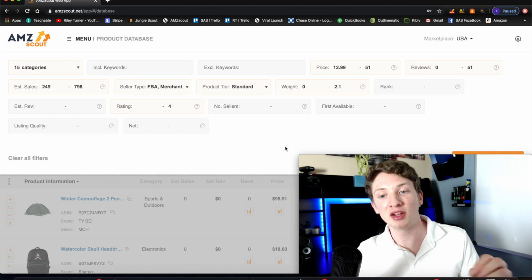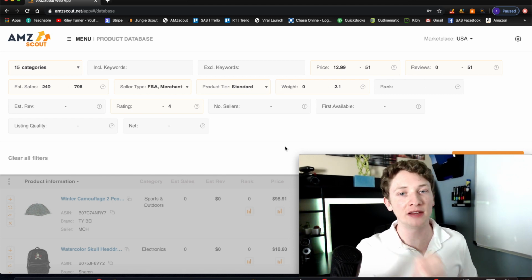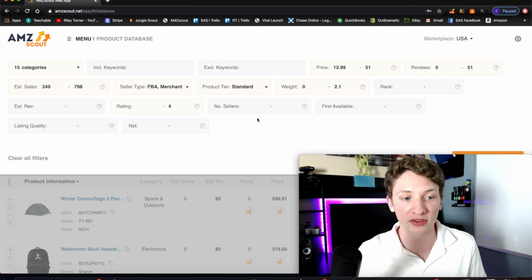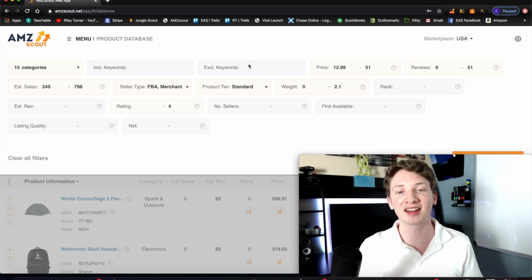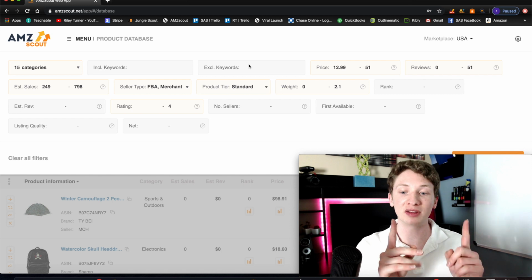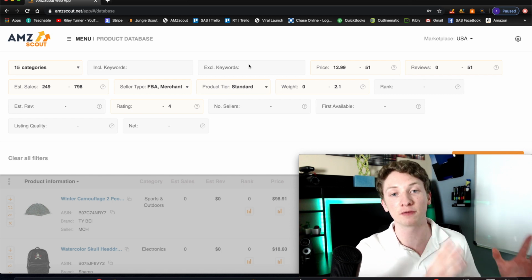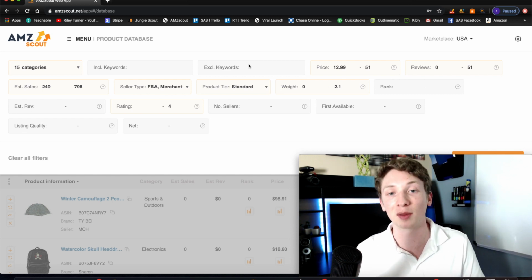Now that is going to be all the different filters that I recommend if you are a new seller. If you guys want to dive in even deeper, then you can start messing with things like the listing quality, the first available date, the number of sellers, the estimated revenue, even the rank, keywords, things like that. But don't get overwhelmed right away. Stick with these basics that I just showed you, and you guys will be on your way to having your first successful product, and especially without being overwhelmed. And that is the number one important thing.